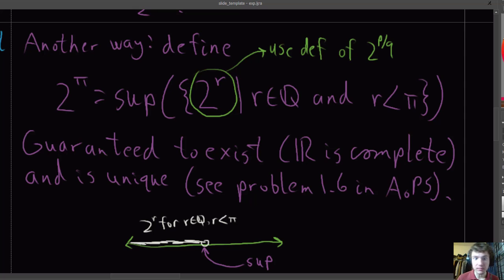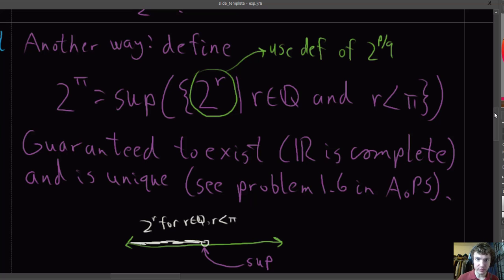So why is this a good definition? Well, we're guaranteed that that supremum will exist because we saw in the reading of chapter 1 that the reals are complete, which means any set with an upper bound has a least upper bound, which is called a supremum. So since this set is bounded above, we're guaranteed the supremum exists, and we are also guaranteed that it's unique. There's only one number with this property, which was proven in problem 1.6 of AOPS. Okay, so this is another way to define this 2 to the power irrational number.